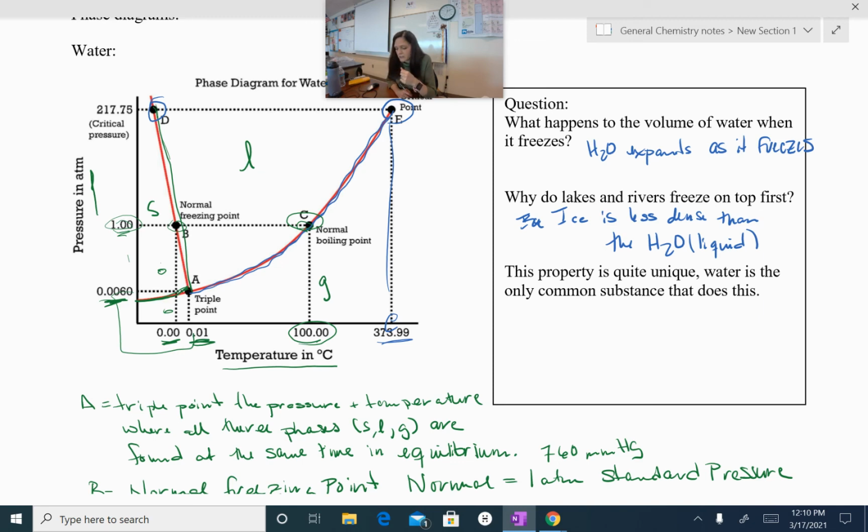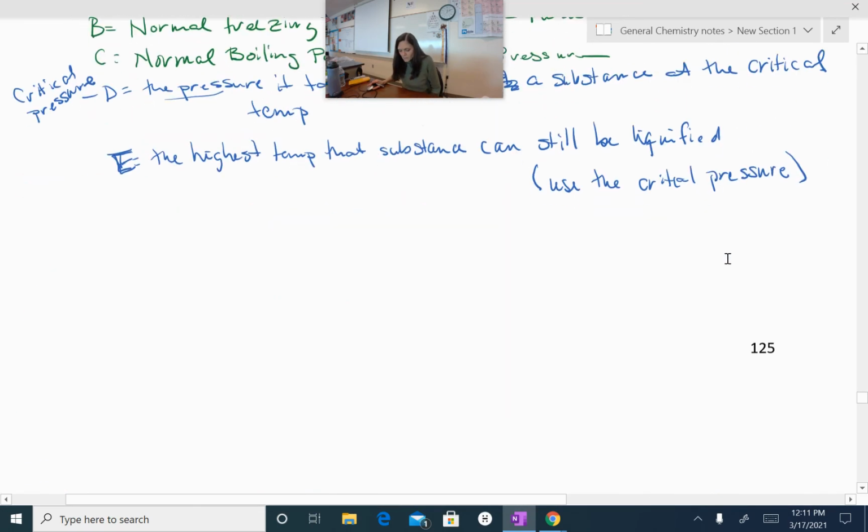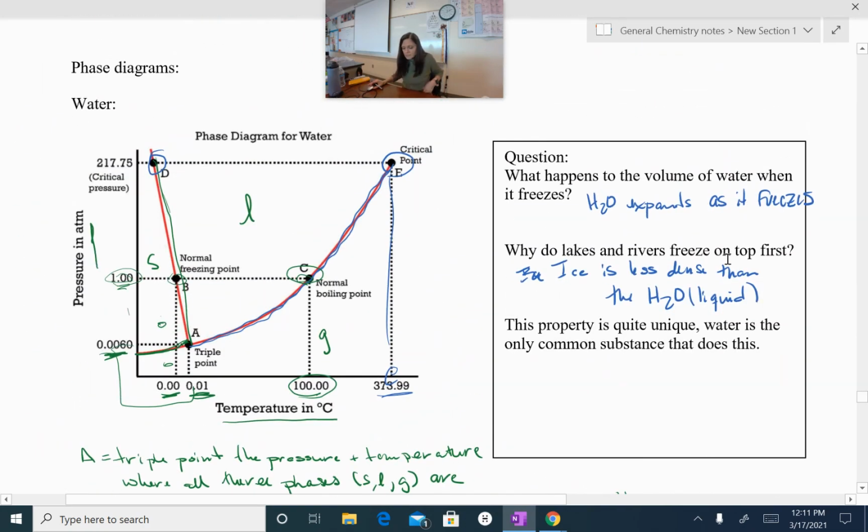Could you imagine if the rivers and the lakes actually froze like most normal things, where the ice would be at the bottom and they'd freeze from the bottom up? It would kill all the plants and animals and fish that live in the river or the lake. And every winter, every animal, every plant in that river or stream or lake would be dead. And we'd have to start all over. So that unique property allowed life to actually continue through the winter. Okay, so that is how you read phase diagrams.